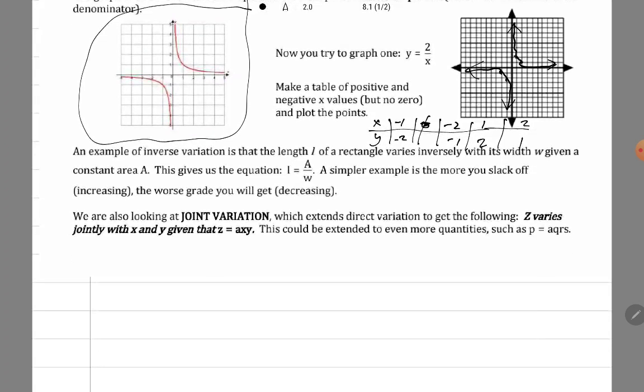So now we're going to look at joint variation. It extends direct variation to get the following. z varies jointly with x and y, given that z equals axy. And you can even do it with more, saying p varies jointly with q, r, and s. So let's go to the next page.